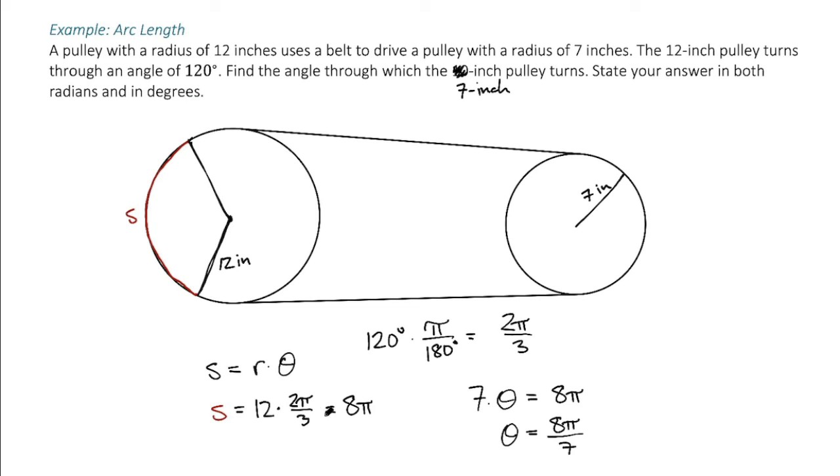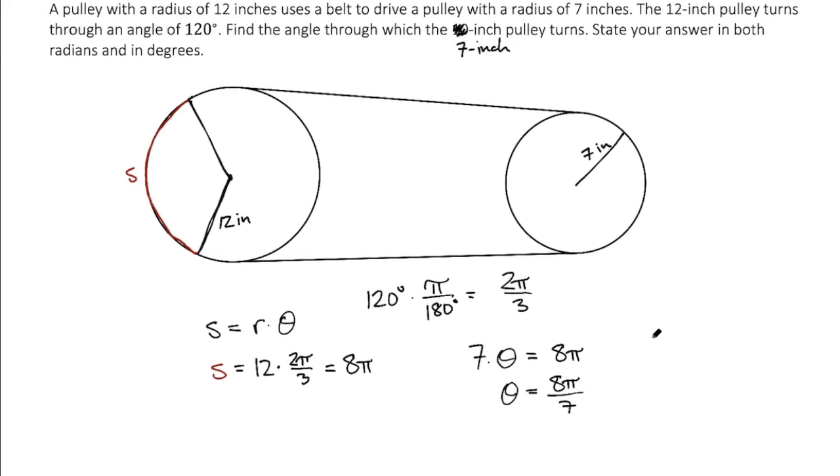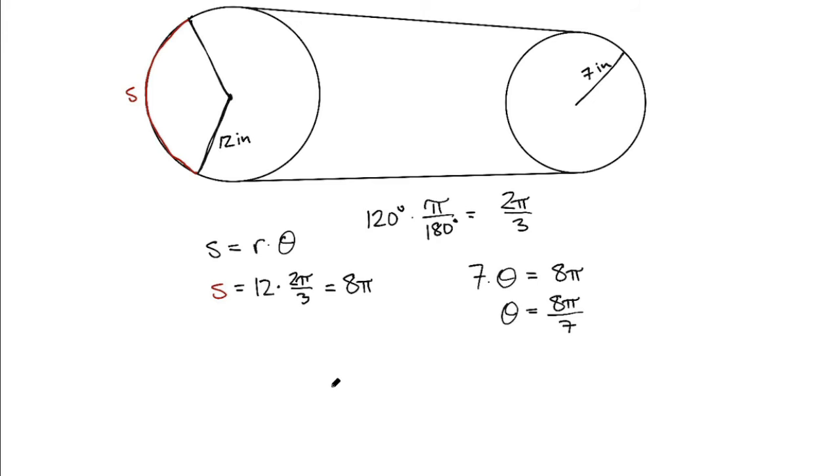Now, this process that I did, I looked at these arc lengths separately, but we could actually do it at the same time. Let me show you that real quick. We could say, I'm going to do this with subscripts, r1 times theta 1 is equal to r2 times theta 2, where we're referring to the first pulley and the second pulley. We know that the arc lengths have to be the same that the belt travels. And so then we just plug it straight in.